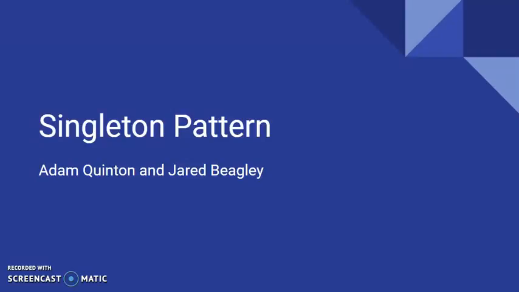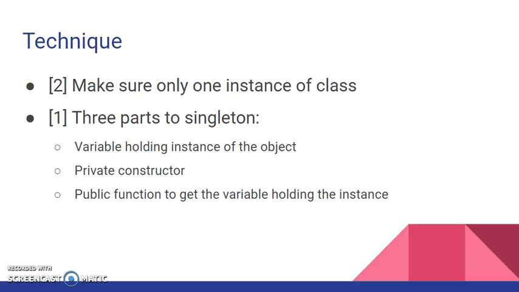We're doing the Singleton design pattern. The purpose of the Singleton design pattern is to make absolutely certain that there is only one instance of a class, no matter how many times it is used and no matter in what parts of a project it is used. And there are three key parts to making that happen. The first is to establish one instance of the object inside the class itself. You'll need also to have a private constructor and then a public function to get the instance of the variable that has the instance of the class in it.